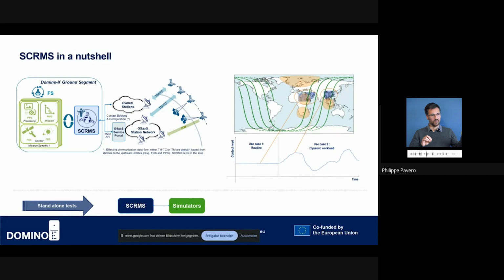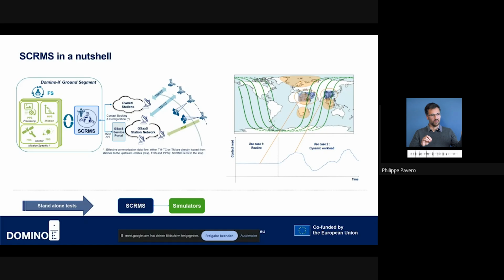And finally, one last important thing that is handled by the SCRMS is the workload. The quantity and quality of the communication plan are highly dependent on the satellite workload. So it adapts the communication plan to this workload level, so that the communication plan is still meeting the minimum cost and conflicts.